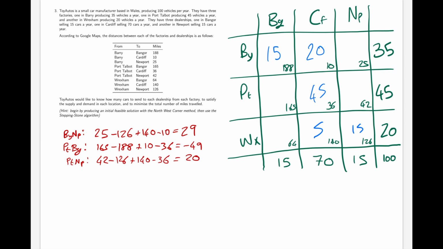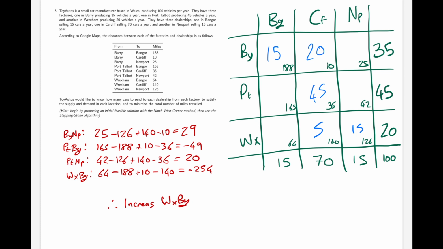And finally, let's consider the Wrexham-Bangor route. From here, our loop would now be this. So increasing Wrexham-Bangor, decreasing Barry-Bangor, increasing Barry-Cardiff, decreasing Cardiff-Wrexham at a net unit cost of minus 254. So that's a huge decrease in cost. And we've considered all possible non-basic variables, and therefore we should increase the Wrexham-Bangor route.